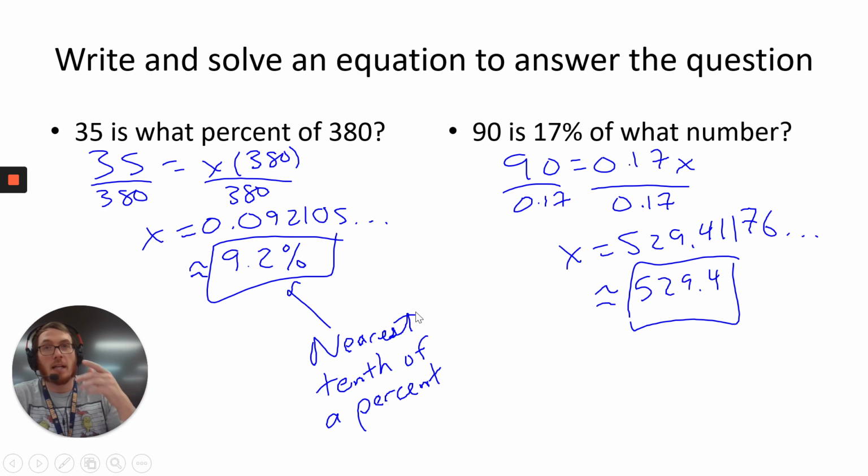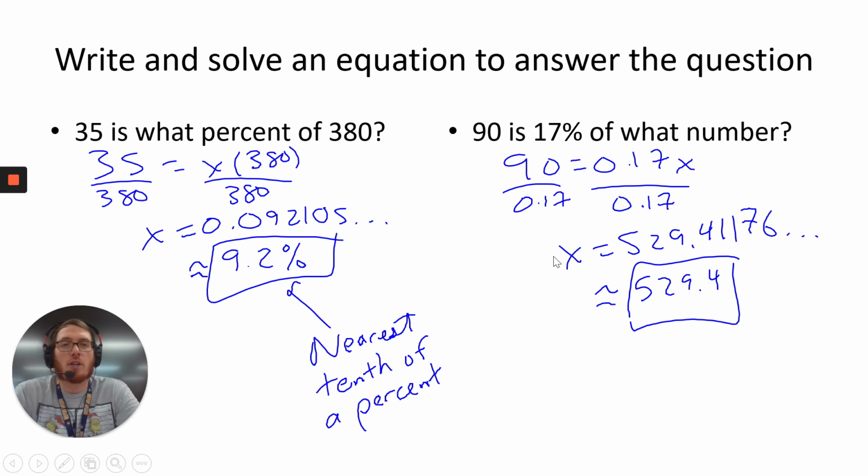I, as the teacher, will ask you on questions like this to round to the nearest tenth of a percent. Now, here's the mistake. People want to round this to the nearest tenth and then make it a percent. You have to make it a percent, then round to the nearest tenth. So to do that, I'm going to move the decimal over 2 spots and make it 9.21 and so on, and round that number to the nearest tenth. So you want to make the decimal into a percent first, and then round to the nearest tenth in order to round to the nearest tenth of a percent.